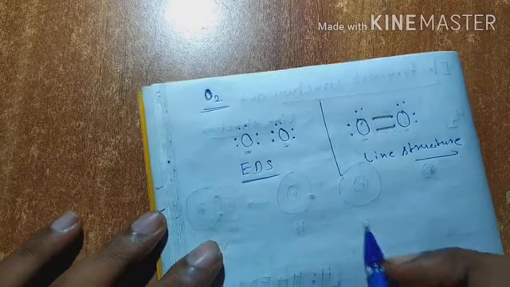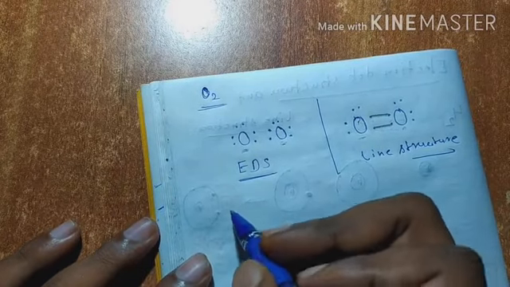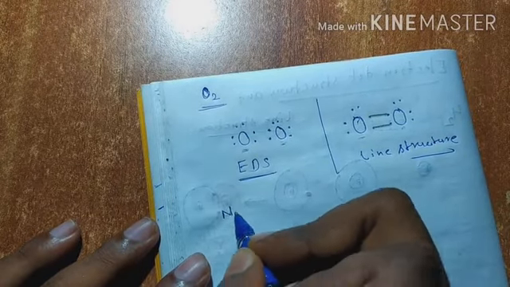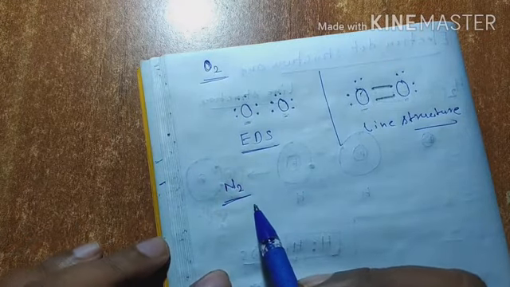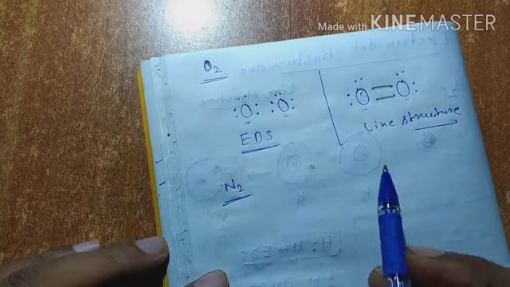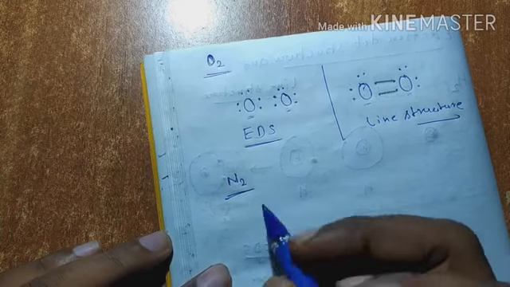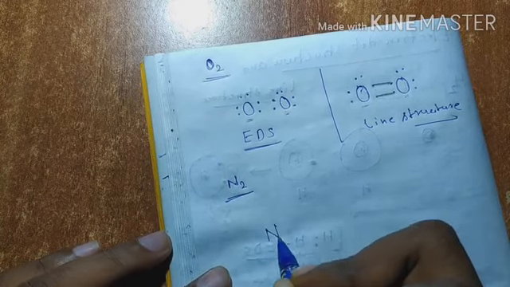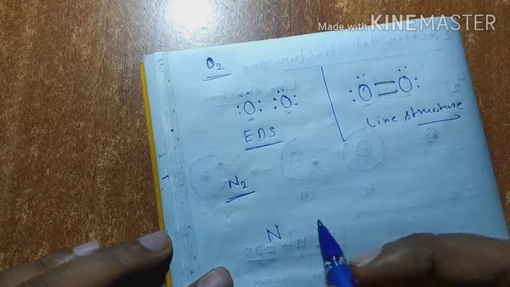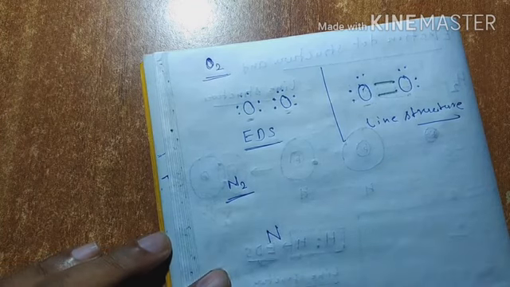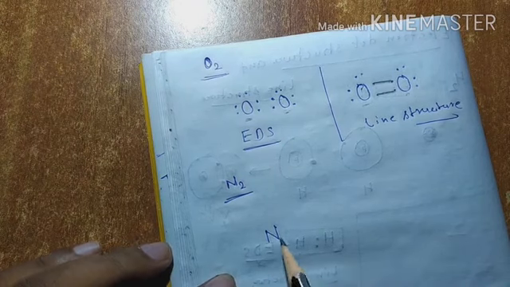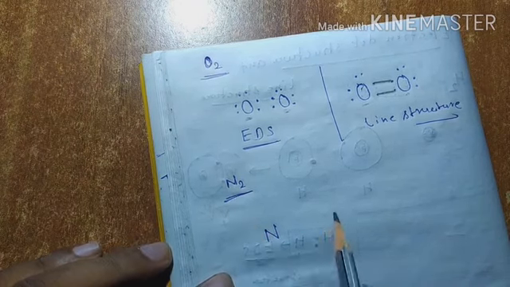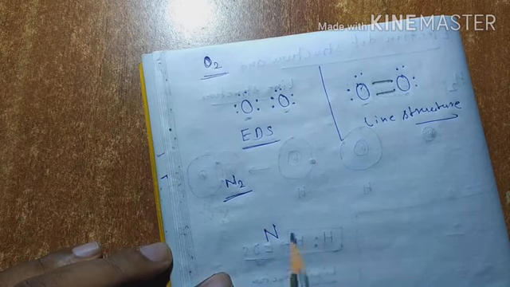Okay, so for nitrogen, N2, again we will draw electron dot structure and line structure. Nitrogen. First of all, I will make a mistake here in front of you. Then I will do the correction. In case of nitrogen, we are going to make a mistake in this electron dot structure.